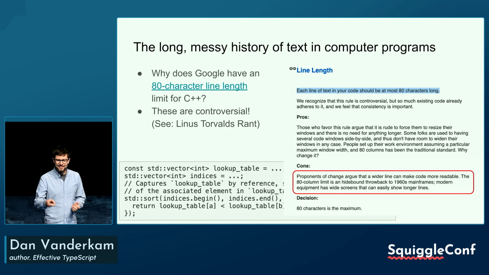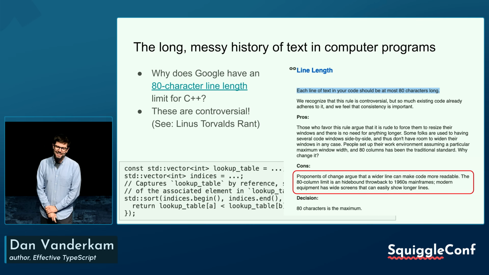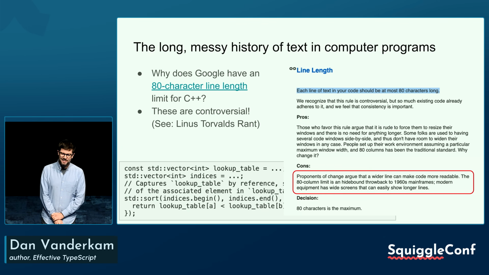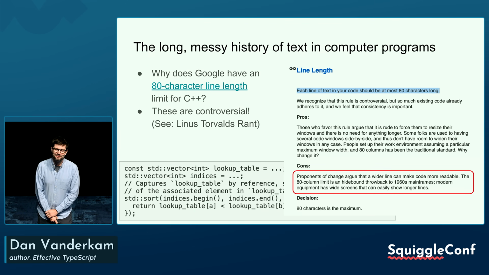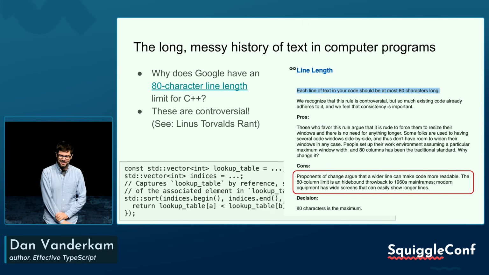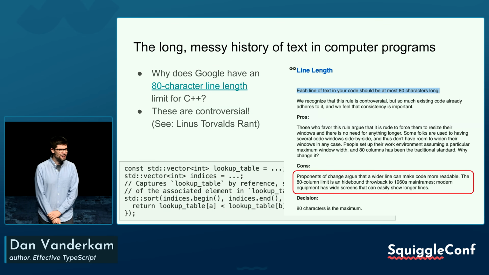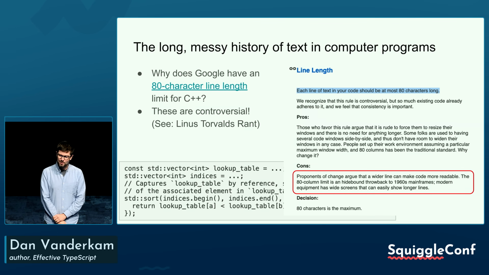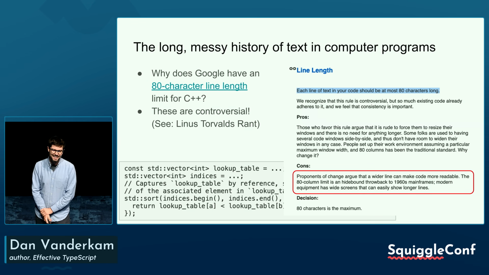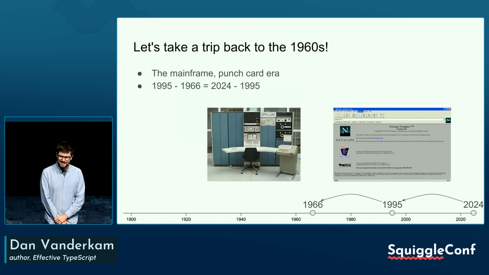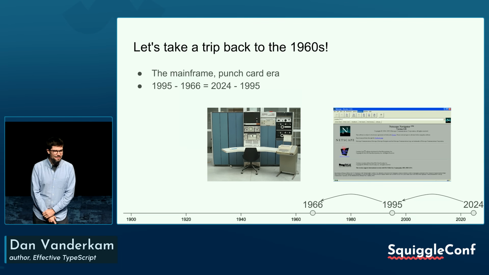But I wanted to focus on the cons here. So the 80-column limit is a hidebound throwback to 1960s mainframes. So what does that mean? I want to explore that phrase. Not so much the hidebound, which I think is a fun choice of adjectives, but more the 1960s mainframes. So, yeah, let's hop back in time.